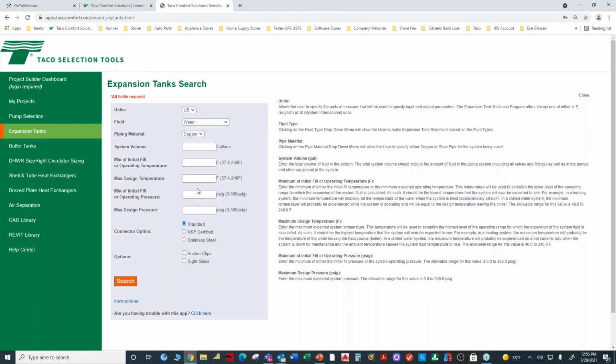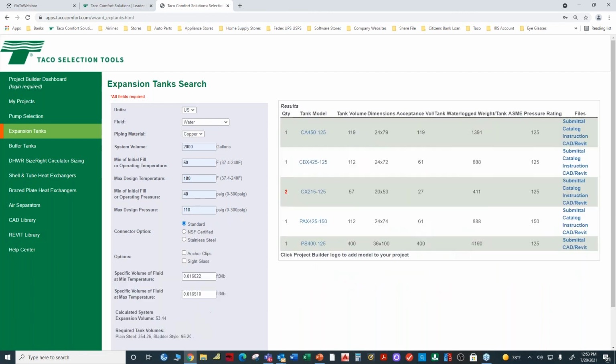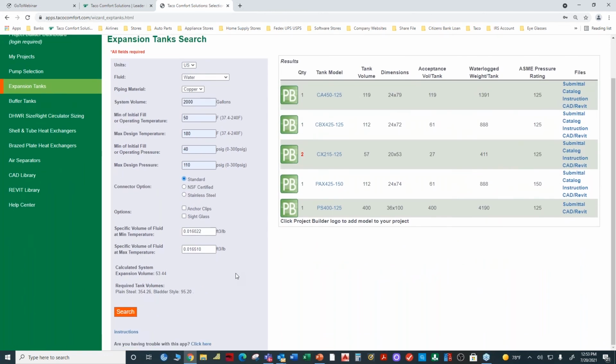Now we're simply going to type in the values that we just figured out. Our system volume is 2,000 gallons. Our minimum fill temperature is 50 degrees Fahrenheit. Our maximum design temperature is 180 degrees Fahrenheit. Remember, we calculated our minimum fill pressure to be 40 psig and our maximum to be 110. I'm interested right now in a standard expansion tank. Click on search, and the software is going to do a couple of things. First of all, it's going to calculate what the system volume expansion is, and that's right down here.